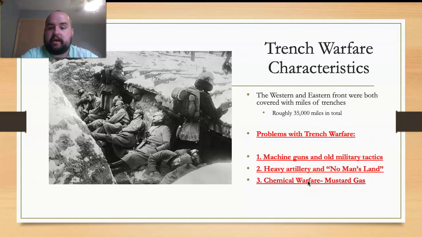Not only did you have to worry again about this machine gun fire, no man's land was almost impossible to get through because of all the obstacles. So even if you weren't killed outright by the enemy's weapons, you would oftentimes get stuck in no man's land and be killed later anyway.